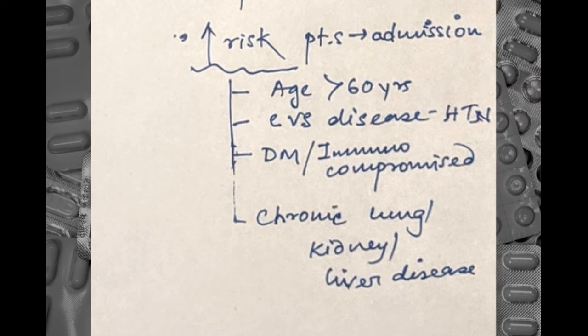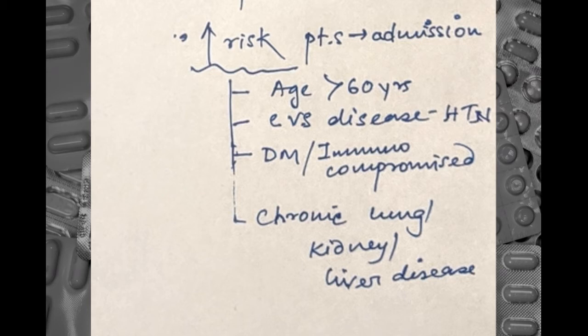The people who are old age, for example, more than 60 years of age, who have cardiovascular disease, for example, hypertension, and for people who have diabetes mellitus, or for some reason they are immunocompromised. And also those patients who have chronic lung disease or kidney disease or liver disease. So they have to be admitted to the hospital because they are high risk patients.